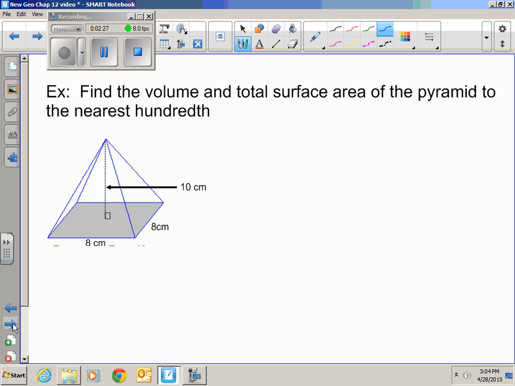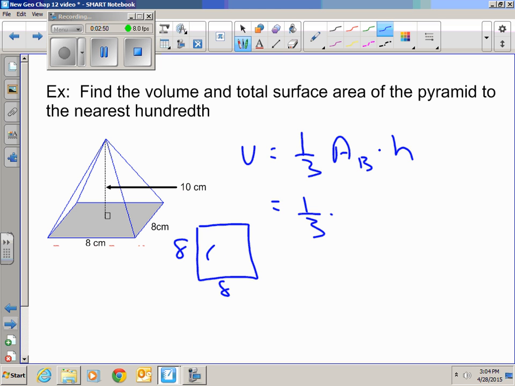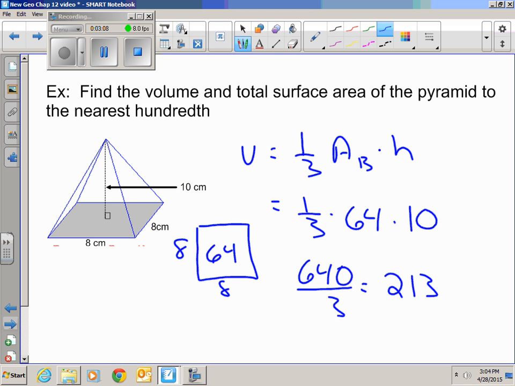So we're looking right here. Find the volume and total surface area of the pyramid. Let's just find the volume right now to the nearest hundredth. So the volume is equal to 1/3 the area of the base times the height. I have 1/3 times the area of the base. This is a square that's 8 by 8. Here is my base. It's 8 by 8. That has an area of 64. And my height is, in this case, 10. So I have 1/3 times 64 times 10, which is 640 thirds, which is exactly 213 and 1/3.